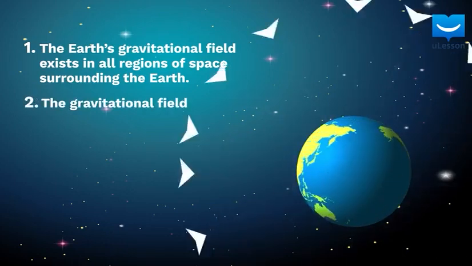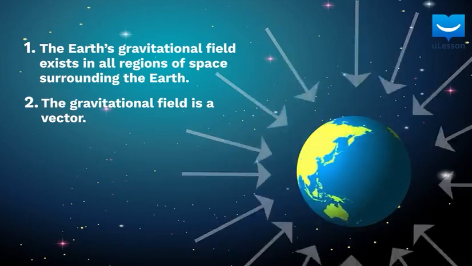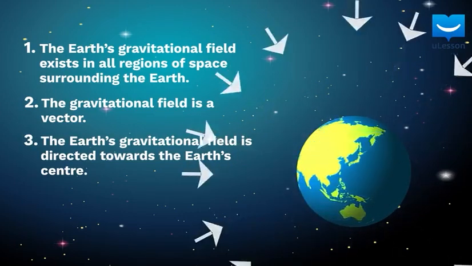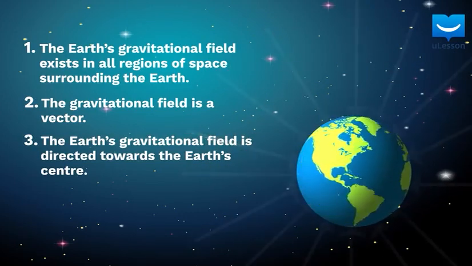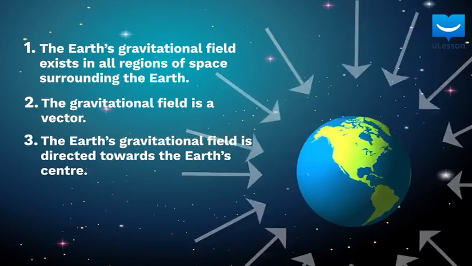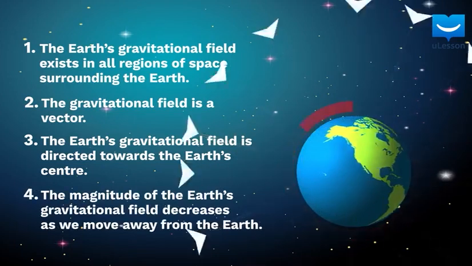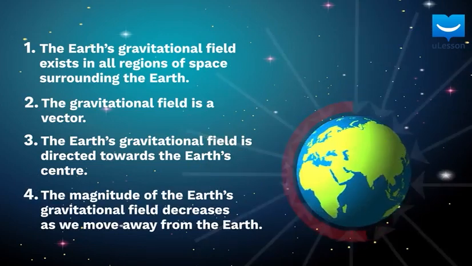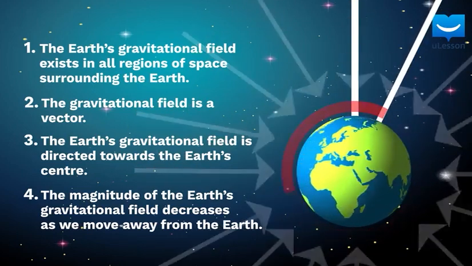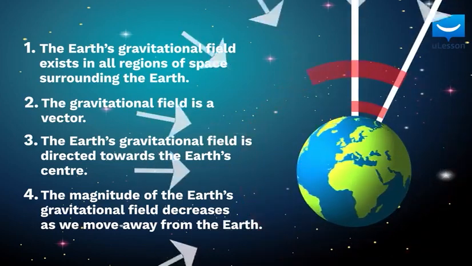The gravitational field is a vector, and so it has both a magnitude and a direction. Also, the direction of the field is indicated by the arrows on the lines. As you can see from the image on your screen, the Earth's gravitational field is directed towards the center of the Earth. Finally, the magnitude of the field is indicated by the closeness of the field lines. So what do I mean? I mean, the field is stronger where the lines are closer to each other, and the field is weaker where the lines are further apart.